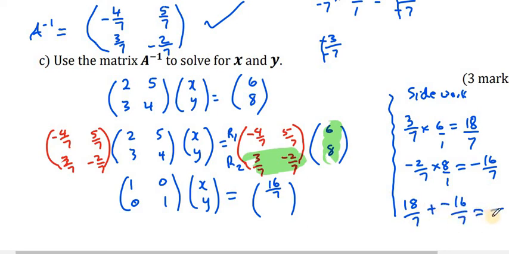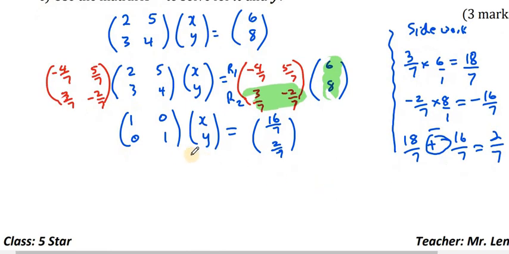Now remember, same denominator, so we keep the denominator. 18 plus negative 16, this becomes minus. So 18 minus 16 is 2, so our answer is 2/7. So we have two answers, 16/7 and 2/7. Now remember, whenever you decide to multiply an identity matrix by a matrix, you will get back that matrix, because the identity matrix operates as what? 1.